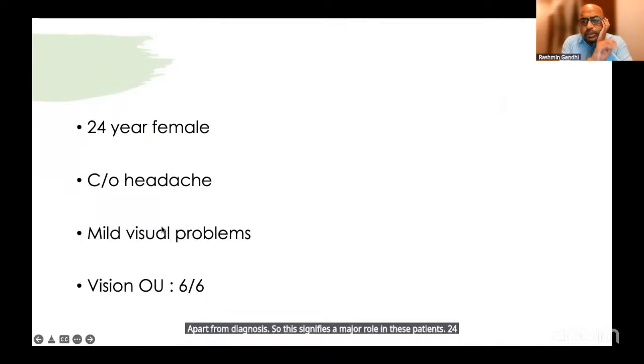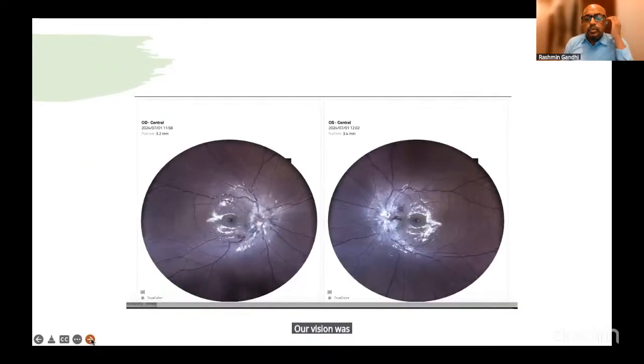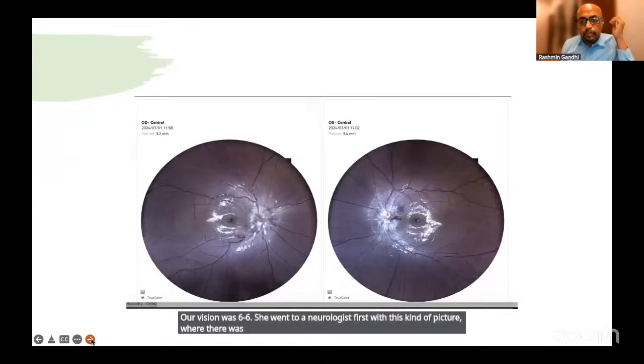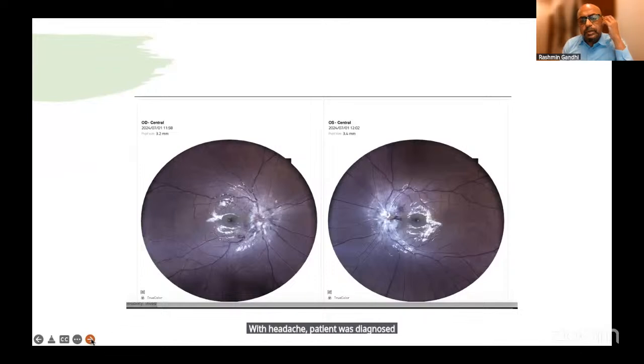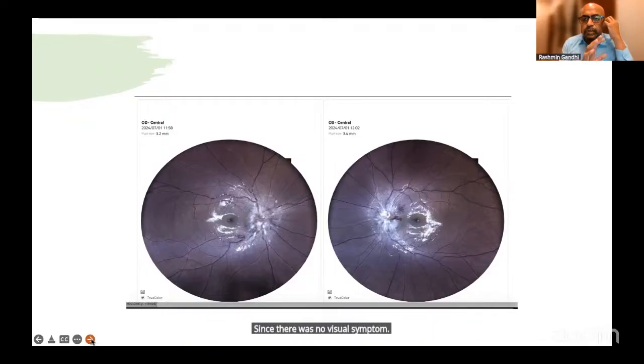A 24-year-old female actually did not have any visual problem. Her vision was 6/6. She went to a neurologist first with this kind of picture where there was a bilateral disc edema with headache. Patient was diagnosed as raised intracranial pressure, and it was IIH because there was no etiology found. Since there was no visual symptom, patient was actually started on a very mild dose of acetazolamide.